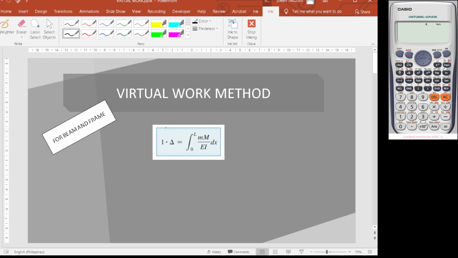As you can see, the formula is 1 times delta is equal to the integration of small letter m times capital letter M over EI times dx, from 0 to L. The virtual work method is going to be this way. For example, you have a beam or a structure here.